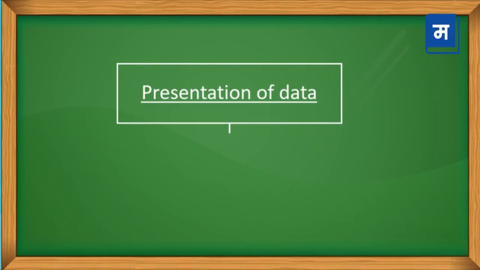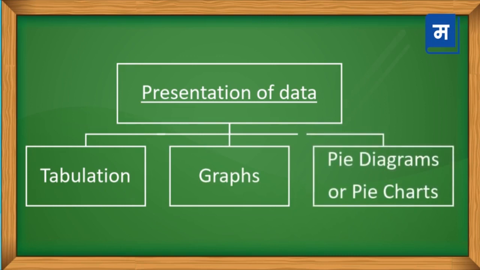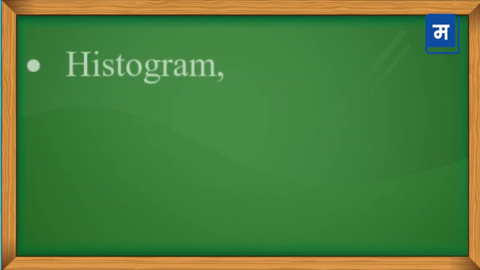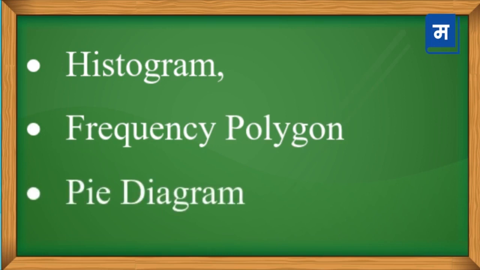Various methods like tabulation, graphs, pie diagrams or pie charts, etc. are used to show and analyze a large amount of data. Decision making is simplified with the help of these data representations. We have already seen tabulation method. Here we will see histogram, frequency polygon and pie diagram.